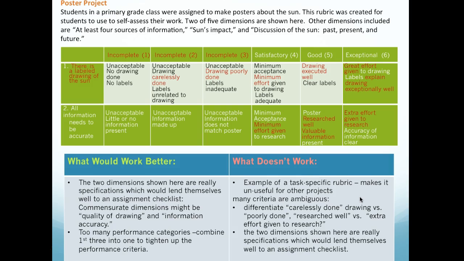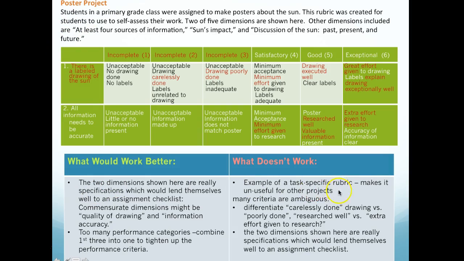Let's look at another one. Poster project. Students in a primary grade class were assigned to make posters about the sun. This rubric was created for students to use to self-assess their work. Two of the five dimensions are shown here. Other dimensions included are at least 4 sources of information, sun's impact, discussion of the sun, past, present, and future. Now, I'm going to start by saying it doesn't hurt to have specific dimensions relative to the project. And this is what it says here, it doesn't make it useful for other projects. If you changed this to just say a labeled drawing, then it could be used for any kind of labeled drawings that students create. You just take off the sun. That's when it means this is too specific.